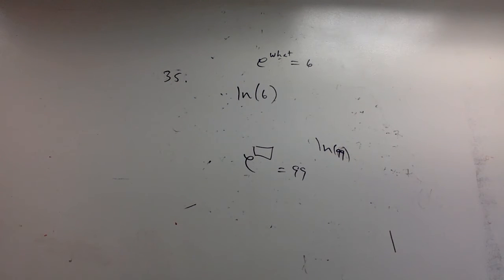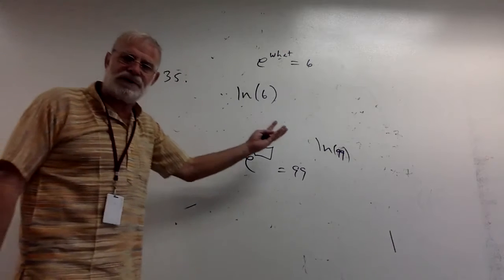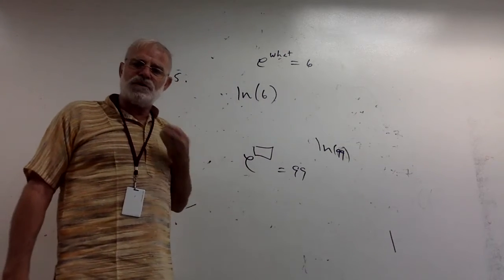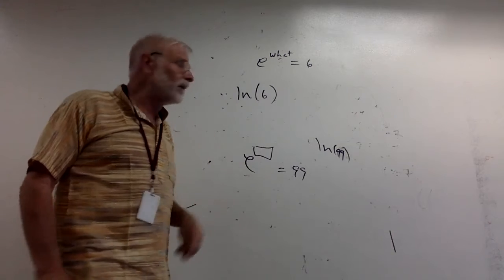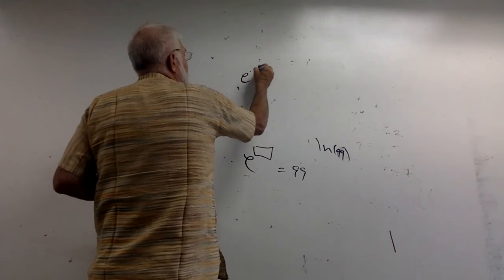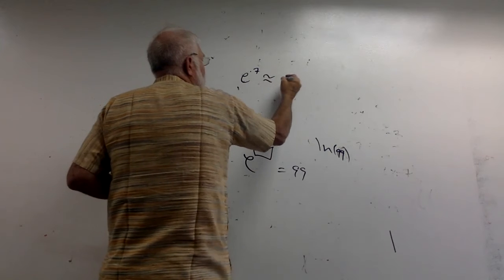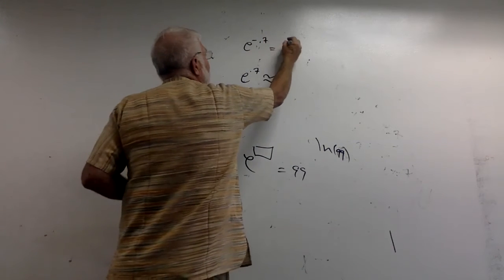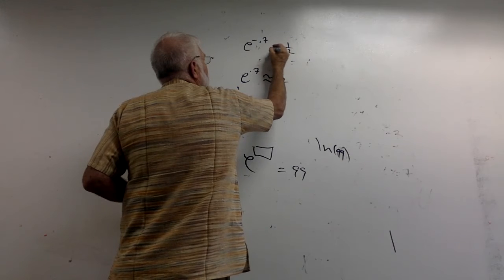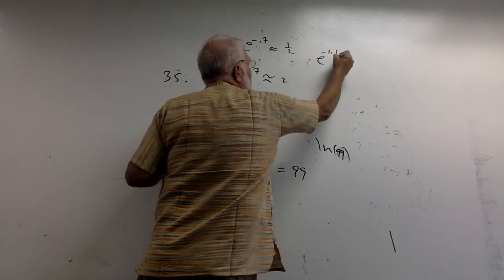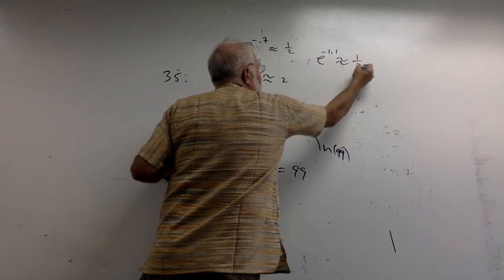I want you to get a feeling. If you don't have a feeling for some numbers, you're never going to get a feeling for the calculation. So I'm giving you some user-friendly numbers off a calculator. e to the 0.7 is approximately 2, which means that e to the negative 0.7 is the reciprocal of that. And e to the negative 1.1 is approximately a third.